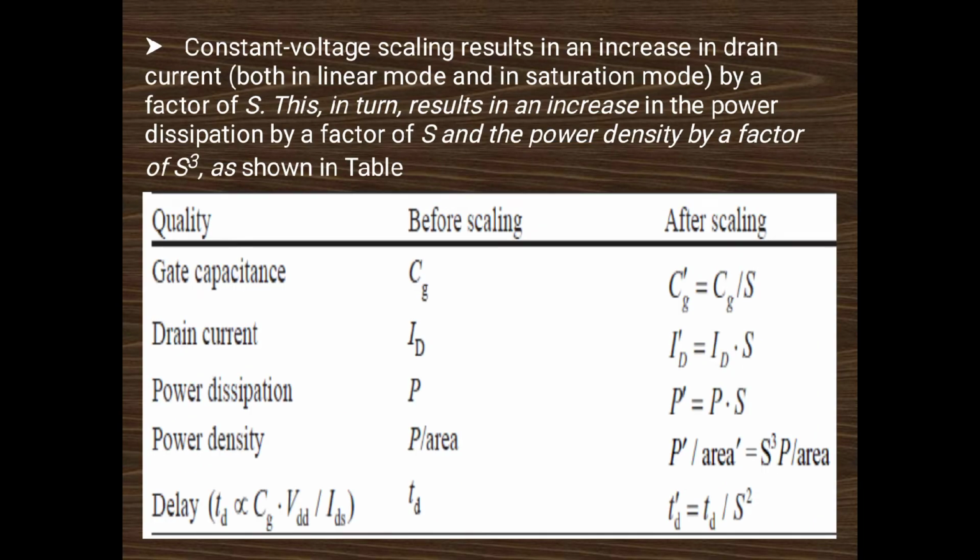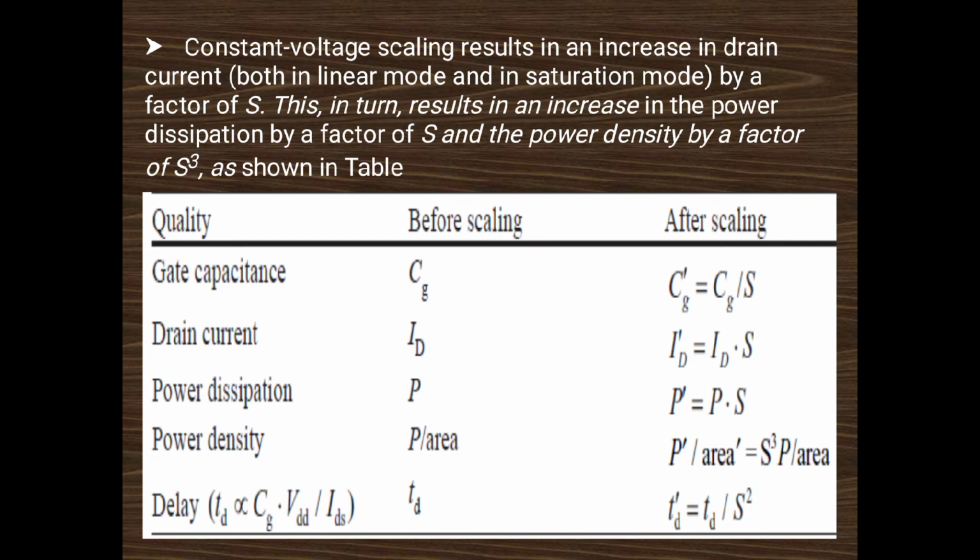Constant voltage scaling results in an increased drain current, because if the supply voltage is maintained, the drive is also higher. If the drive is higher, the corresponding current in the MOSFET also increases. That in turn increases the power dissipation by a factor of s and the power density by a factor of s cube. Let us see the electrical characteristics in constant voltage scaling.